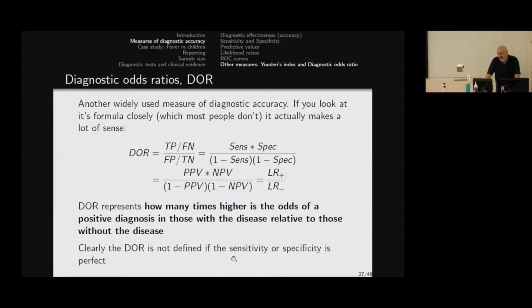Also, I should mention, now this is sort of a bit silly in some respects because this almost never happens. It's not going to be defined if the sensitivity or specificity is perfect because we're going to have zero denominators. Okay, so I should just mention that on the way past, but that really is quite rare.